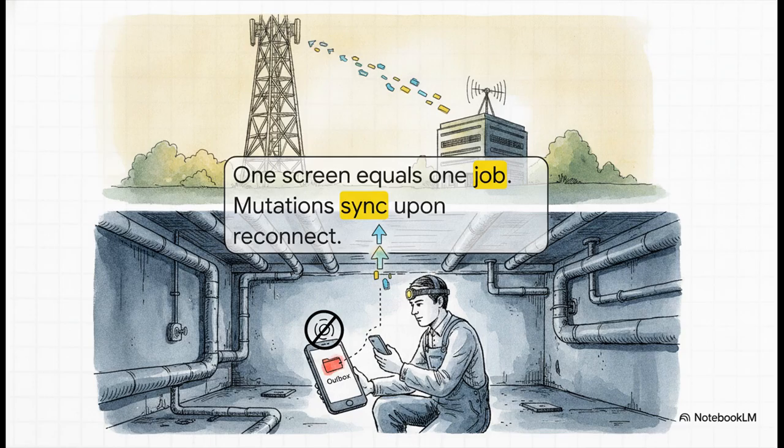HVAC techs often work deep in concrete basements with zero cell service, so the app has to be fully offline tolerant. A tech can complete workflows, log parts, and take notes completely offline. The app just saves those actions locally into an outbox via IndexedDB, and the exact second their phone hits a cell tower again, it syncs everything seamlessly back to the main server.